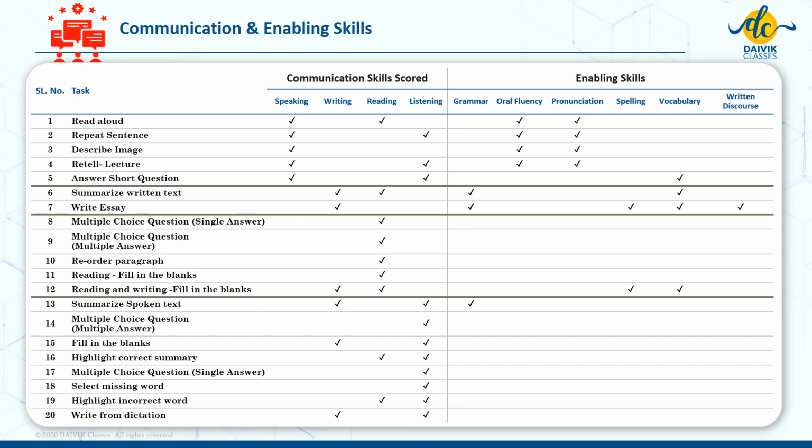So friends, I have jotted down all the tasks from the speaking section, writing section, reading section and listening section, along with the communication skills scored and enabling skills, wherein you can map all the skills. You can see all the skills have been mapped with each individual task from each section. Please take a snapshot of this table so that you can also map your study along with this table. You need to be synchronized, and you must know how the computer is going to judge your skills, how the marks are distributed, and accordingly how much score you will get from each individual task.